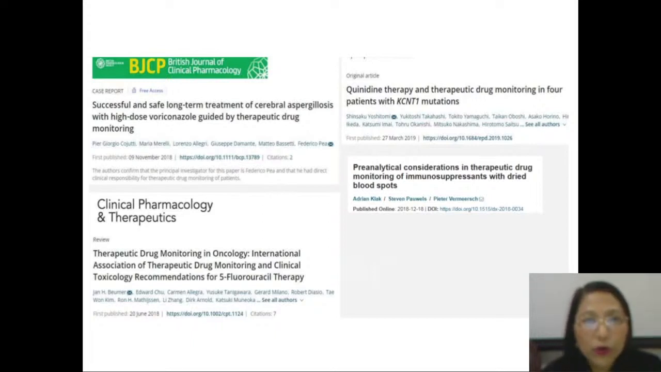So overall, TDM is required for drugs with a narrow therapeutic index. Though the test itself is costly, it can overall result in a decrease in the cost to the patient and the hospital.